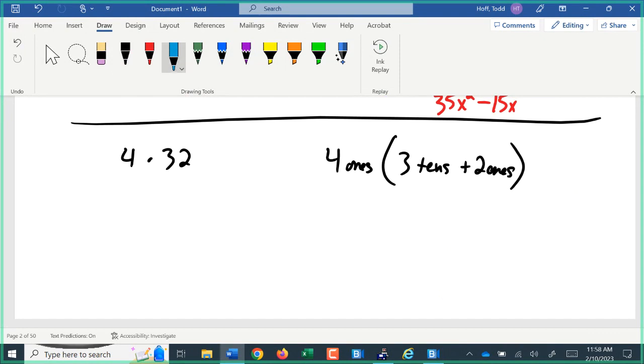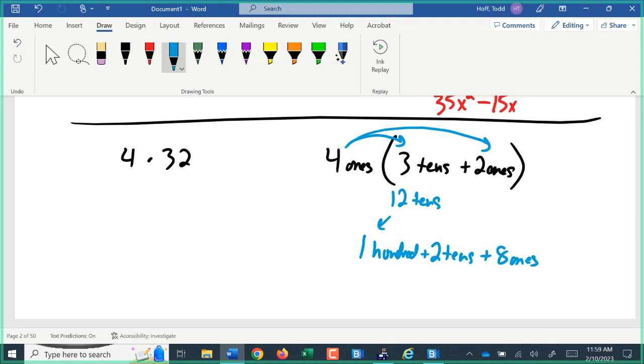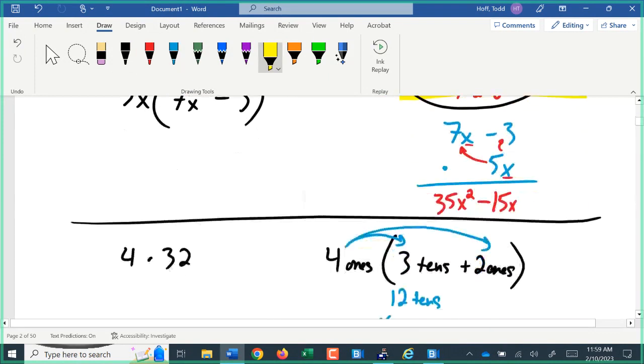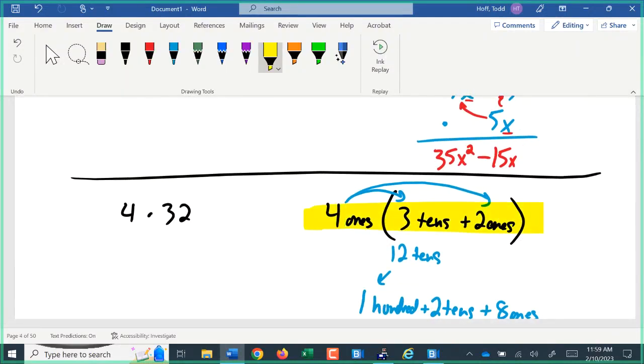And then it's called distributing. 4 ones times 3 tens is 12 tens. That gets split into 100 and 2 tens. 4 ones times 2 ones is 8. Ones times ones is ones. So 128. Exactly the same answer we got before. But this process looks longer and more algebraic. The other process was what's shorter.